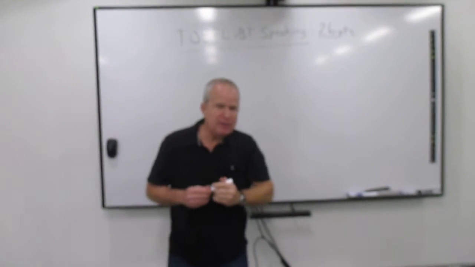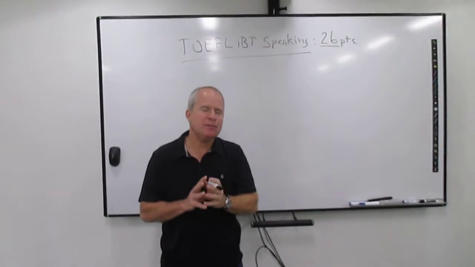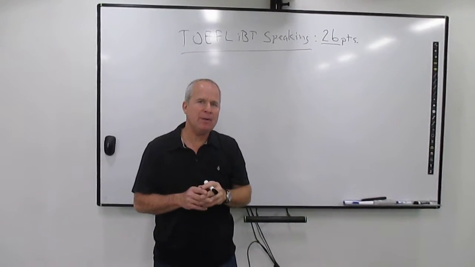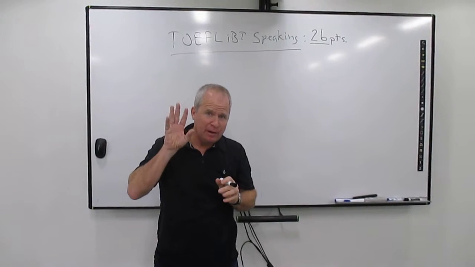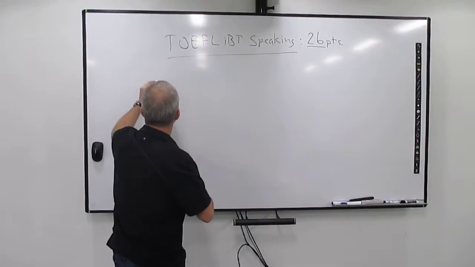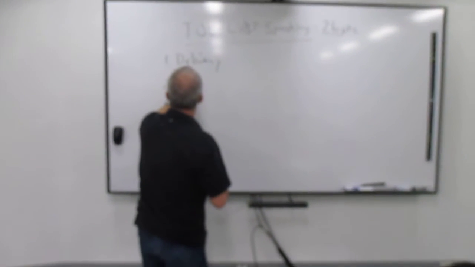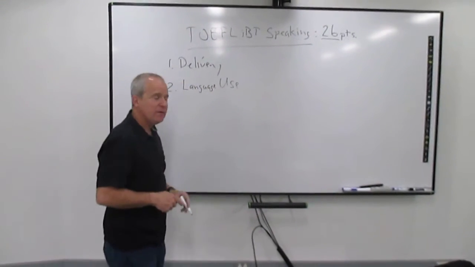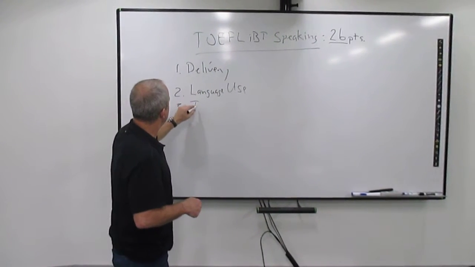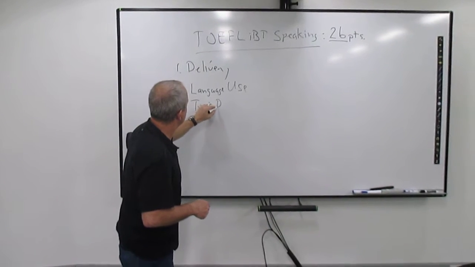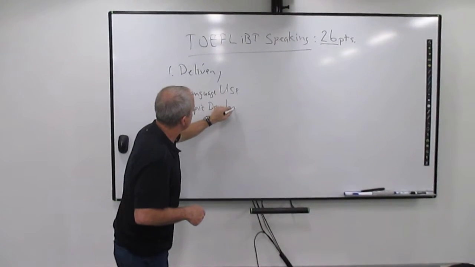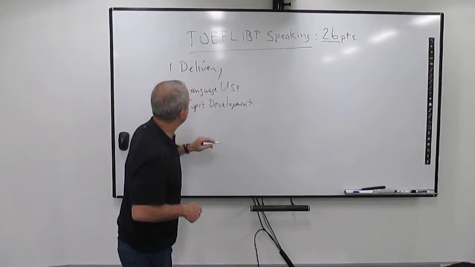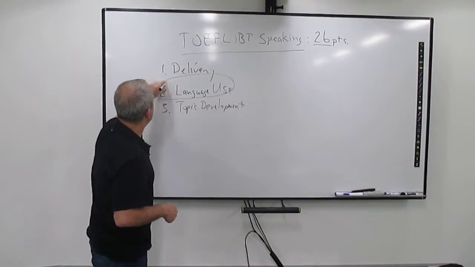Today, I want to talk about TOEFL IBT speaking. And many of you want to get a score of 26 points or higher. And you already know that when you're doing speaking for the TOEFL IBT, you will be evaluated in 3 specific areas. One is delivery. Number 2 is called language use. And then number 3 is called topic development.